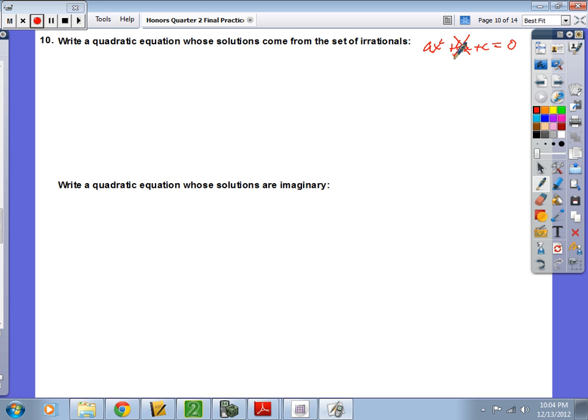So your irrationals, these are your square roots. So what if you had this? I mean, the easiest one ever is just going to be x squared equals 7. That's it. That's a quadratic equation, and the solutions are going to be from the set of irrationals, because if I undo it, I do the square root of this, I do the square root of this. So my solutions are going to be x equals plus or minus square root of 7. Done.